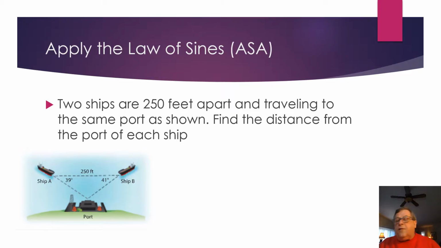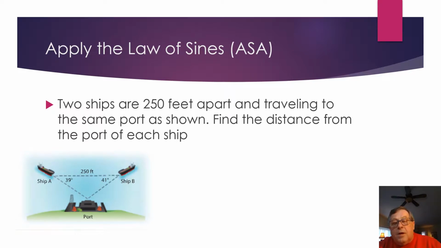Well, we used the law of sines when we knew angle side, and now we're going to apply the law of sines when we know angle side angle. So we have this little problem here where two ships are 250 feet apart and traveling to the same port as shown. Find the distance from the port of each ship.